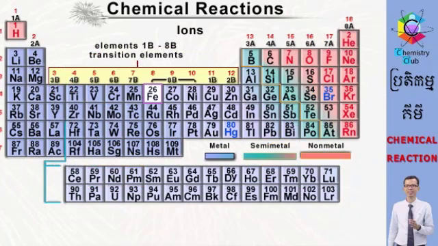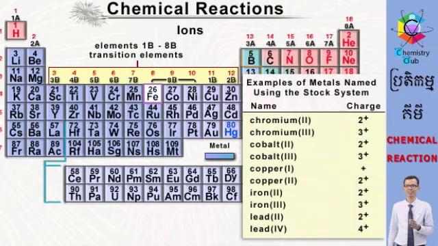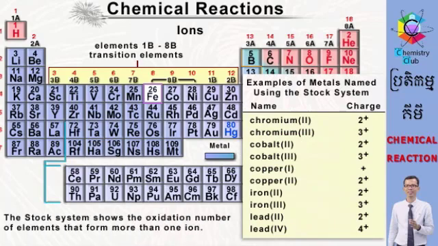The charges formed in elements 1B through 8B are not as predictable, and many have more than one ionic state. The Stock system of naming ions shows the oxidation number of elements that can form more than one type of ion. While oxidation number is a complex subject, for the purposes of this program, oxidation number is equal to the charge on an ion. When using the Stock system, the Roman numeral following the name of an element gives the number of the charge, for example, iron(II) and iron(III). The Stock system is only used with elements that commonly form more than one ion.